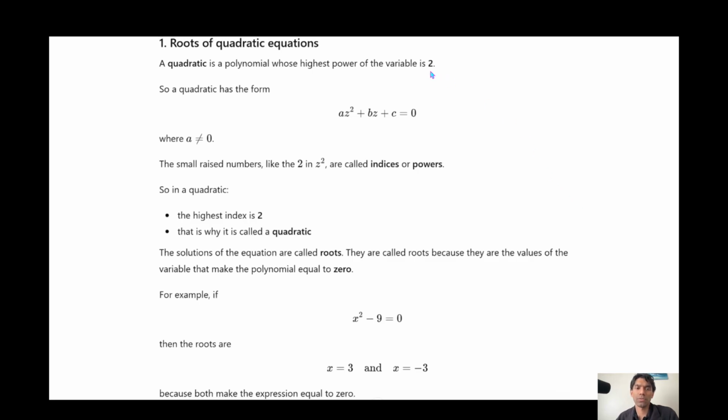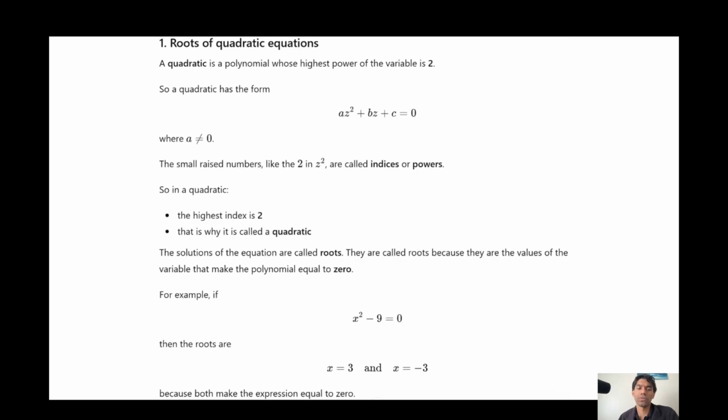A quadratic has the form az squared plus bz plus c is equal to 0, where a is not equal to 0. The small raised numbers like the 2 in z squared are called indices or powers. So in a quadratic, the highest index is 2. That is why it's called a quadratic.